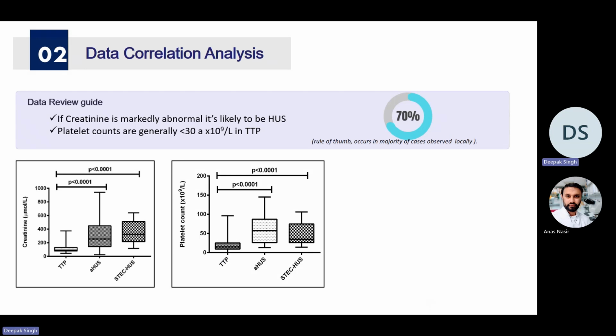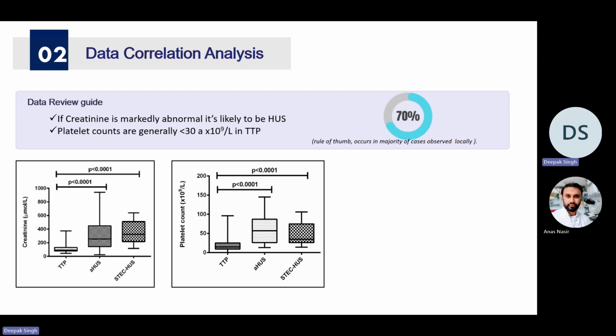So, data correlation. This is something that I use for training, and it's a good way to integrate your chemistry results. If you look at creatinine in HUS, whether it's atypical, which is complement mediated, or STEC HUS, which is bacterial mediated, the creatinine levels are usually much higher than in TTP. This is because in these conditions, it is your own immune system that infiltrates the glomeruli, worsening the renal function. So this is a good indicator of whether it's HUS or TTP.